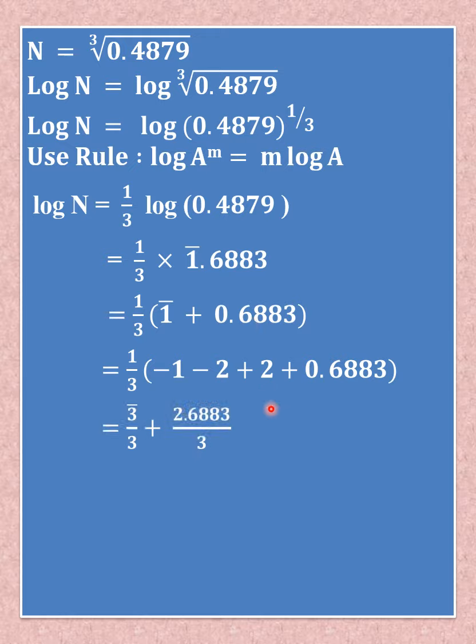Then in the next step, what happens? -2 and -1 becomes -3. Divide this -3, or bar 3, by 3. Separate the denominator to each term, and this 2 and this 0.6883 becomes 2.6883, and divide it by 3. Then in the next step, bar 3 divided by 3 means what? -1, and do the same division.